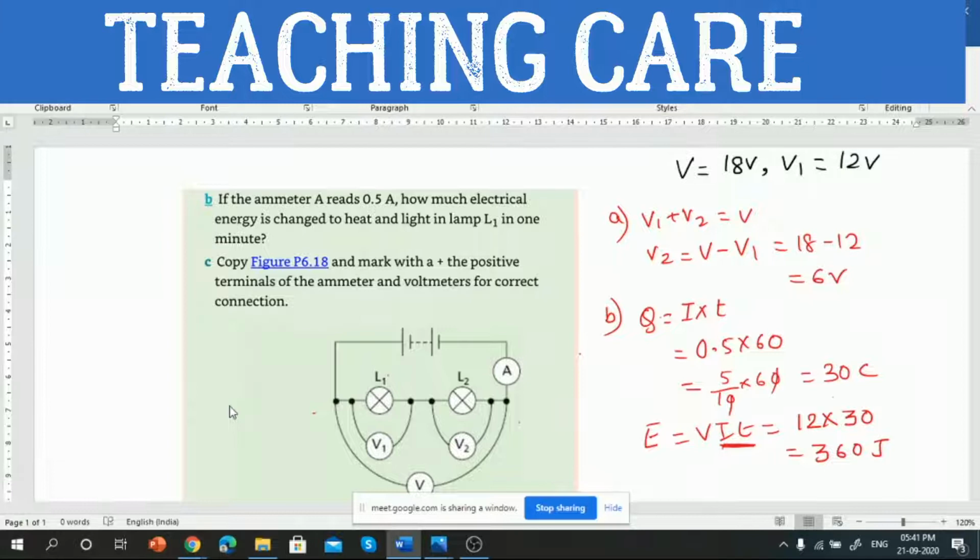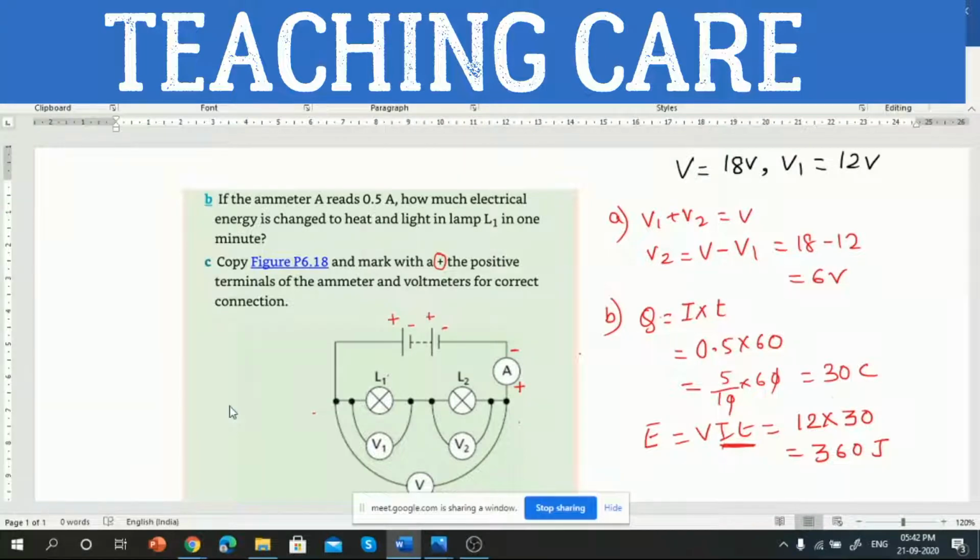Yes, now the C part. Mark positive for positive terminals of ammeter and voltmeter. Now we have a positive terminal here, a negative terminal here, a positive terminal here, and a negative terminal here. So the negative terminal of the battery is connected to the negative terminal of the ammeter, and the positive terminal is connected to the positive terminal of the battery.